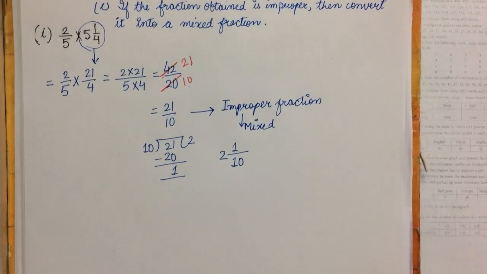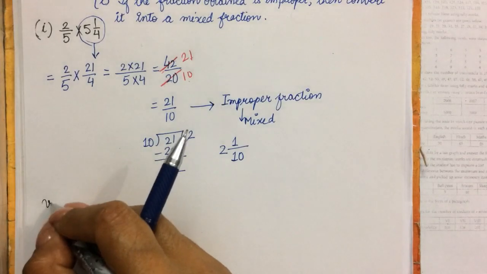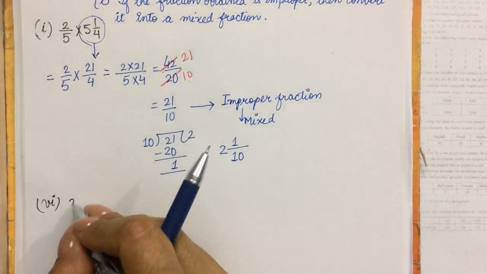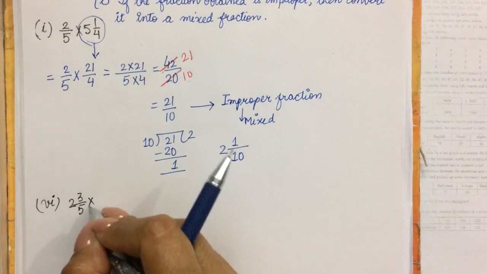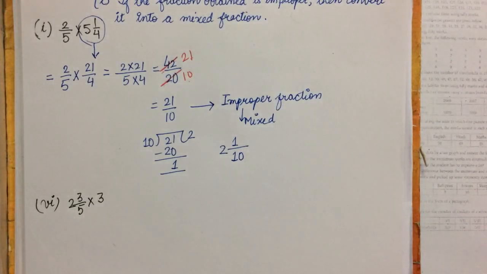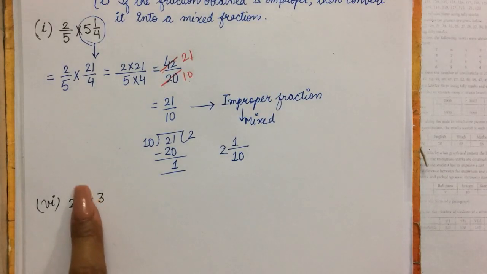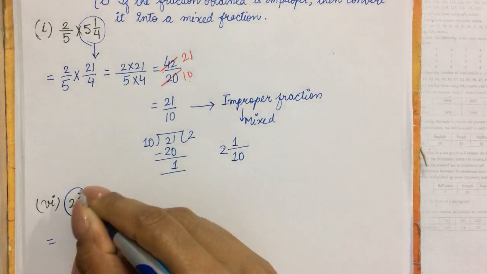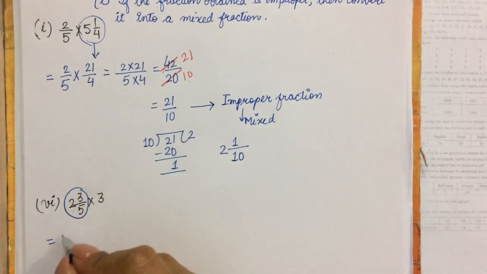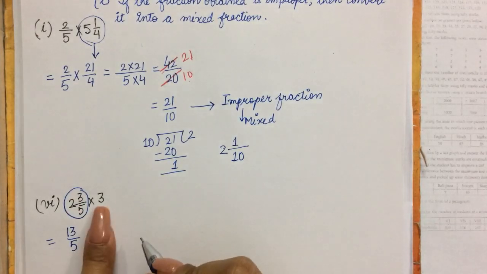I am now doing the sixth part of the same question. I've got 2 and 3 by 5 multiplied with 3. Let's multiply these fractions. Now the thing is, this is a fraction but this is not, so I would have to write this as a fraction. So I'm doing two things side by side. I'm going to change this mixed fraction into improper, so this will be changed. 5 into 2 is 10 plus 3 is 13 by 5, and side by side I'm writing this 3 as a fraction.